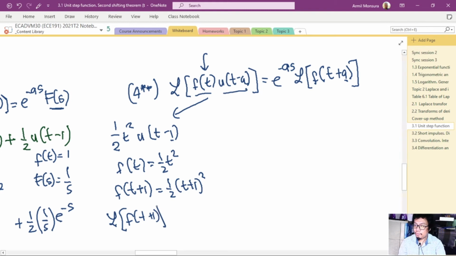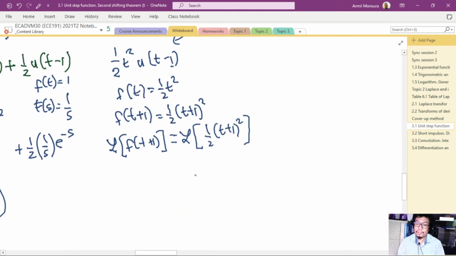For you to be able to do that, let's get the Laplace transform of 1/2 times t plus 1 squared. For us to be able to get the Laplace transform of this, we first expand our function. So let's find the Laplace of 1/2 times t squared, plus the middle term, which is 2t, multiplied by 1/2, so that's t essentially. And then 1 squared times 1/2, so this is simply 1/2.